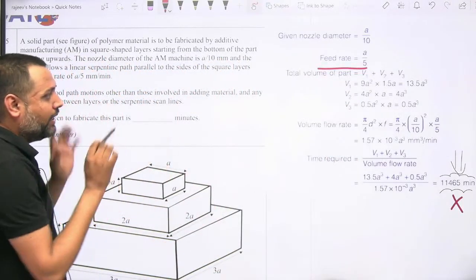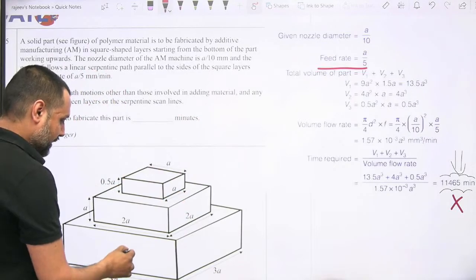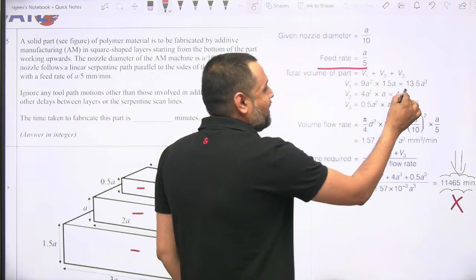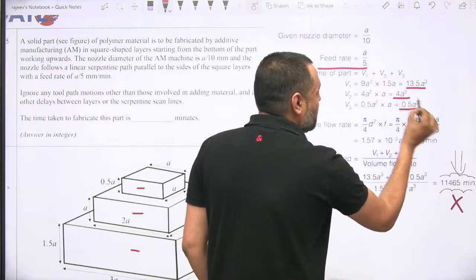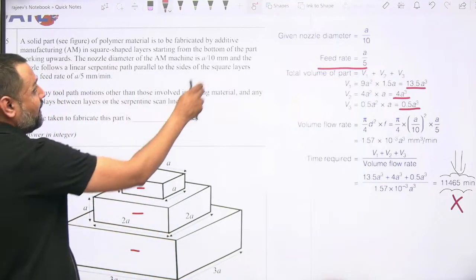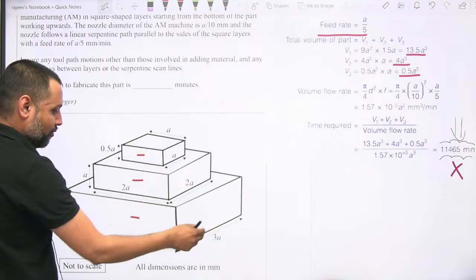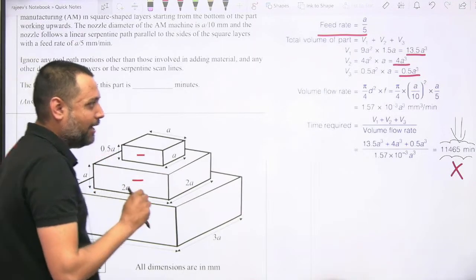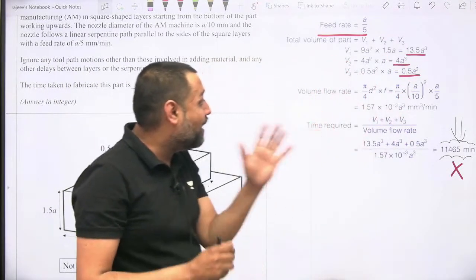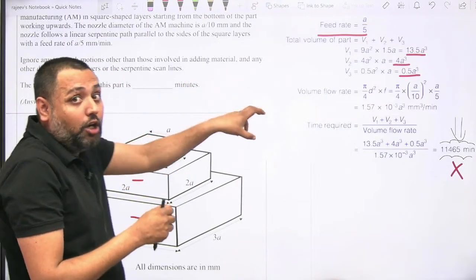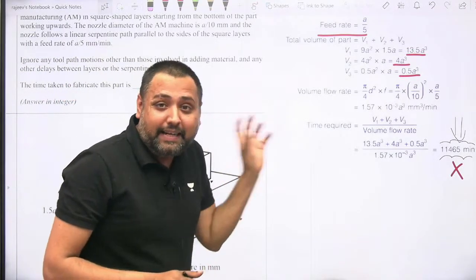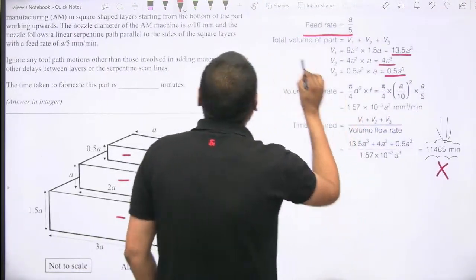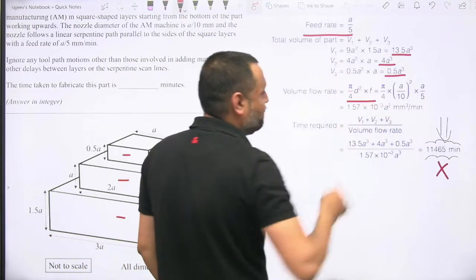The total volume was calculated. In the solution that is circulating in the market, this volume plus this volume plus this volume gives a total volume of 13.5 A cubed plus 4 A cubed plus 0.5 A cubed. You can easily calculate it: 3A into 3A into 1.5A is the volume of the first block, 2A into 2A into A is the second, and the top one is A into A into 0.5A. So the total volume was found. And then they found the volume flow rate, writing pi by 4 d squared into F, and that's where it becomes wrong.